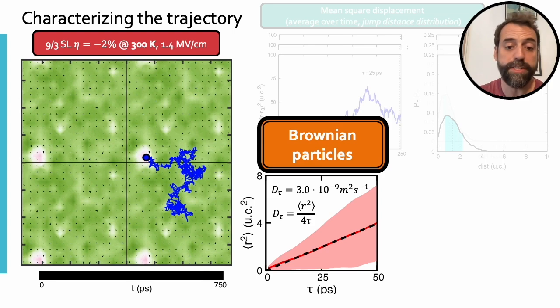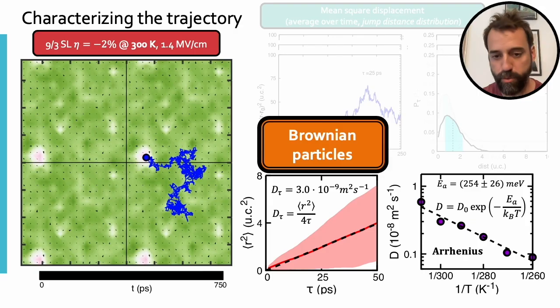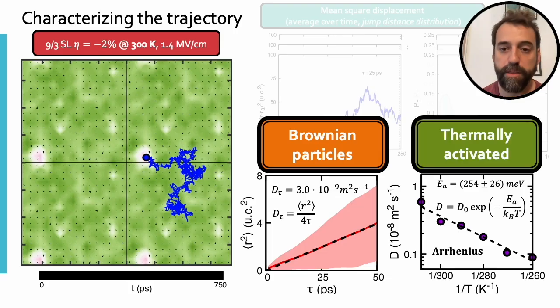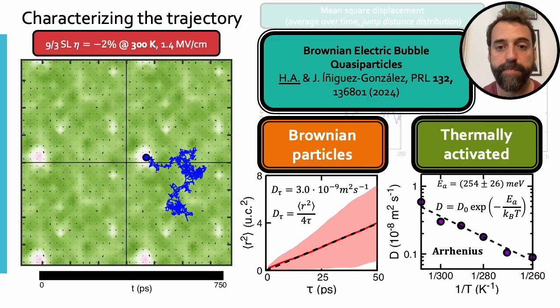Now, the diffusion coefficient is essentially given by the slope of this curve, and one thing we can do now is change the temperature and see how temperature affects the diffusive motion of these Brownian particles. By doing this for several temperatures and then plotting the diffusion coefficients against the inverse temperature, we see that they follow, very beautifully, an Arrhenius law. So this second result means that this Brownian motion is actually thermally activated.